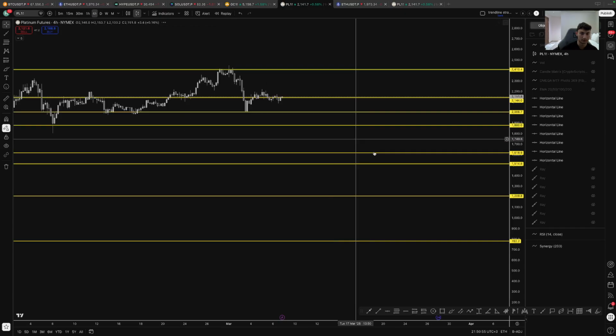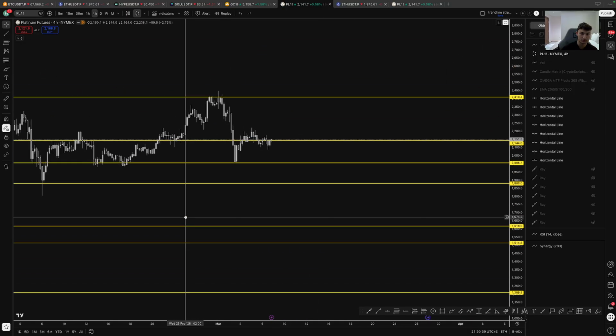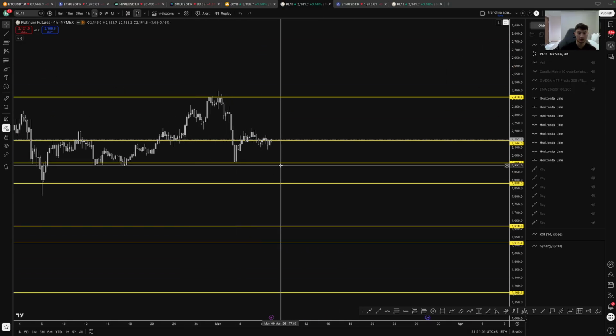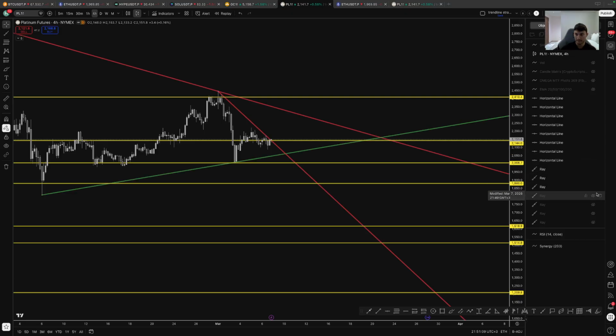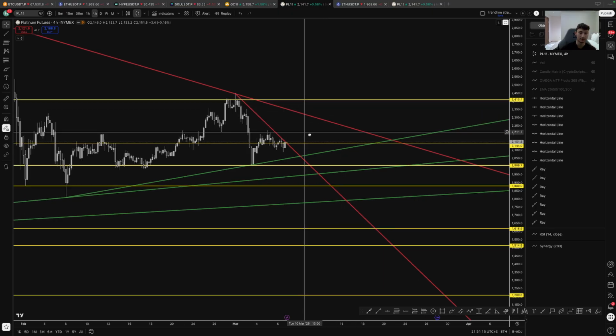Yep, and then you go to the 4 hour and see if you want to draw more, but I don't suggest you drawing a lot of lines because you need to keep it simple. Simplicity is the name of the game here. Now you turn on your trend lines. That's it. You're all good.